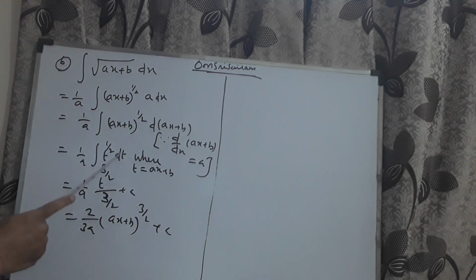1 by a integral t power half dt, where t is ax plus b. For t power half dt, the integral is t power 3 by 2 by 3 by 2. Application of integral x power n dx is x power n plus 1 by n plus 1. Now 2 by 3a into ax plus b power 3 by 2 plus c is the final answer.